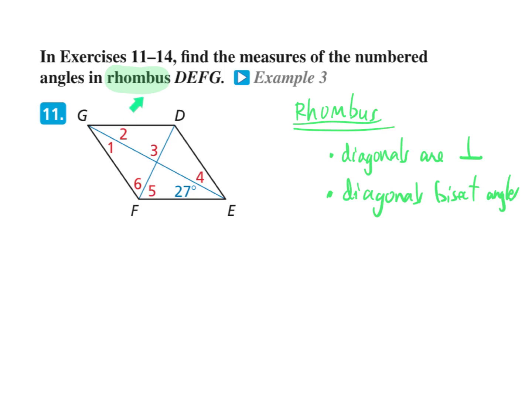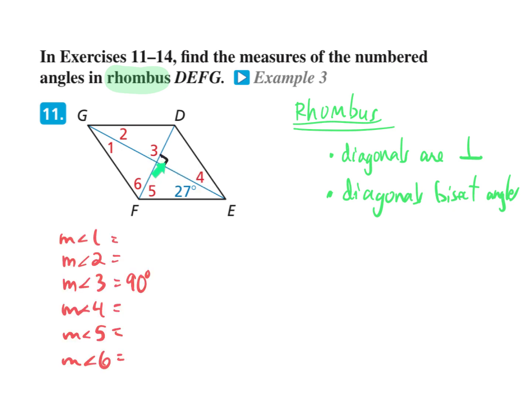So this is a rhombus, and if it's a rhombus, then the diagonals are perpendicular. That means the measure of angle 3 is 90 degrees, because perpendicular means it forms right angles, and right angles are 90 degrees. So the measure of angle 3 is 90 degrees.